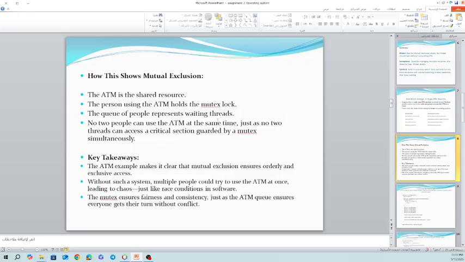How this shows mutual exclusion. The ATM is the shared resource. The person using the ATM holds the mutex lock. The queue of people represents waiting threads. No two people can use the ATM at the same time, just as no two threads can access a critical section guarded by a mutex. Key takeaway: the ATM example makes it clear that mutual exclusion ensures orderly and exclusive access. Without such a system, multiple people could try to use the ATM at once, leading to chaos, just like race conditions in software. The mutex ensures fairness and consistency, just as the ATM queue ensures everyone gets their turn without conflict.